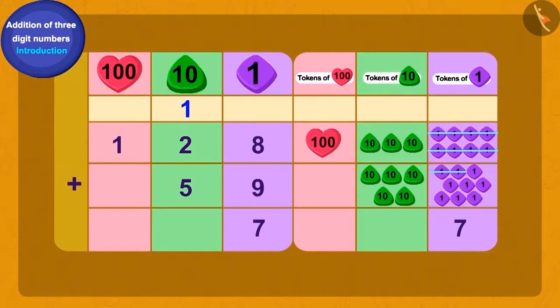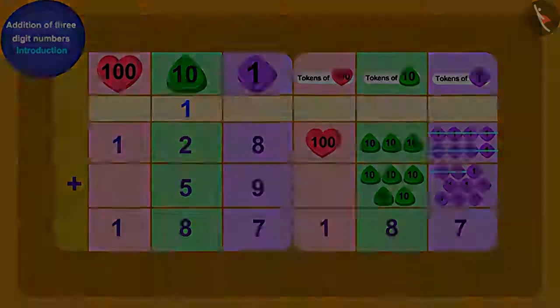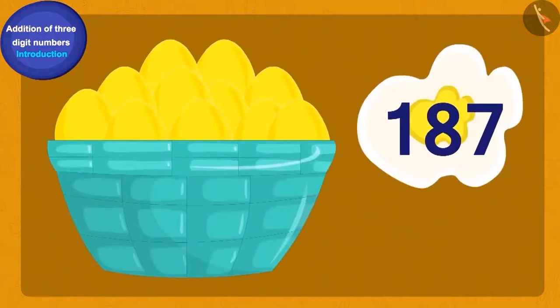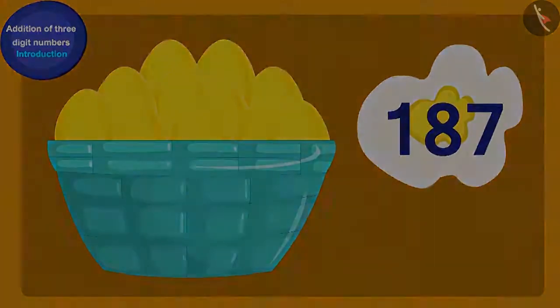This process is called carry over. How many tens tokens do we have now? 8. Now what shall we do in the end? Yes, we would write 1 as the total number of tokens of 100. Oh wow! Babban now had a total of 187 gold eggs.